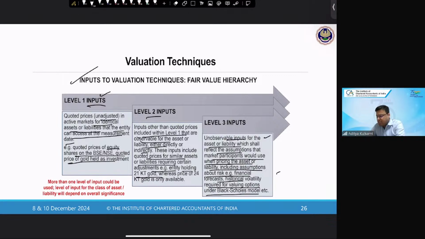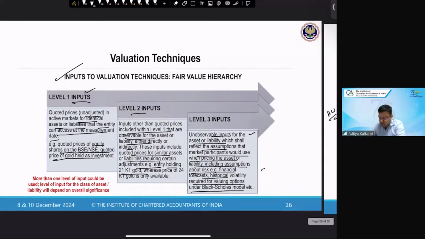Coming to level 3 inputs, these are entirely unobservable. And therefore, there are a lot of assumptions, a lot of estimates which are involved. And basis that you determine the fair value. Okay, so that is done.